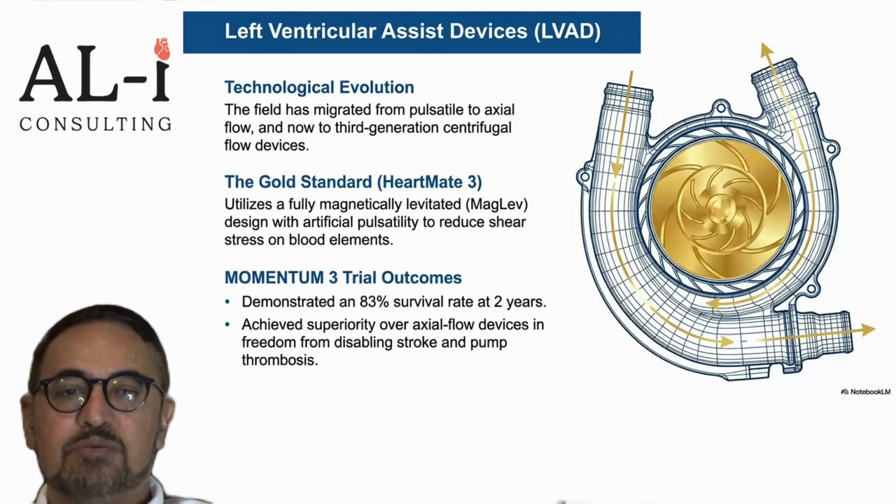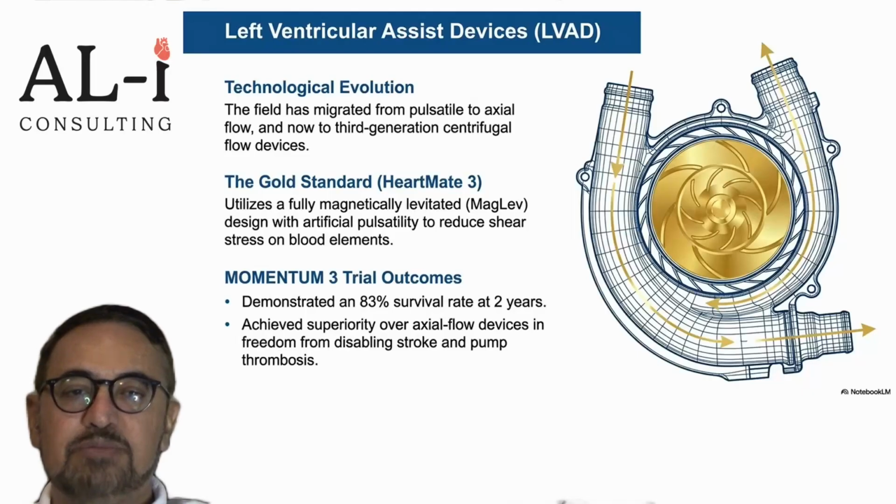The field has evolved from old pulsatile pumps to axial flow devices and now third generation centrifugal flow systems. The current benchmark is the HeartMate 3, which uses a fully magnetically levitated rotor and artificial pulse algorithm to reduce shear stress from blood elements. That engineering matters because it translates into clinical outcomes.